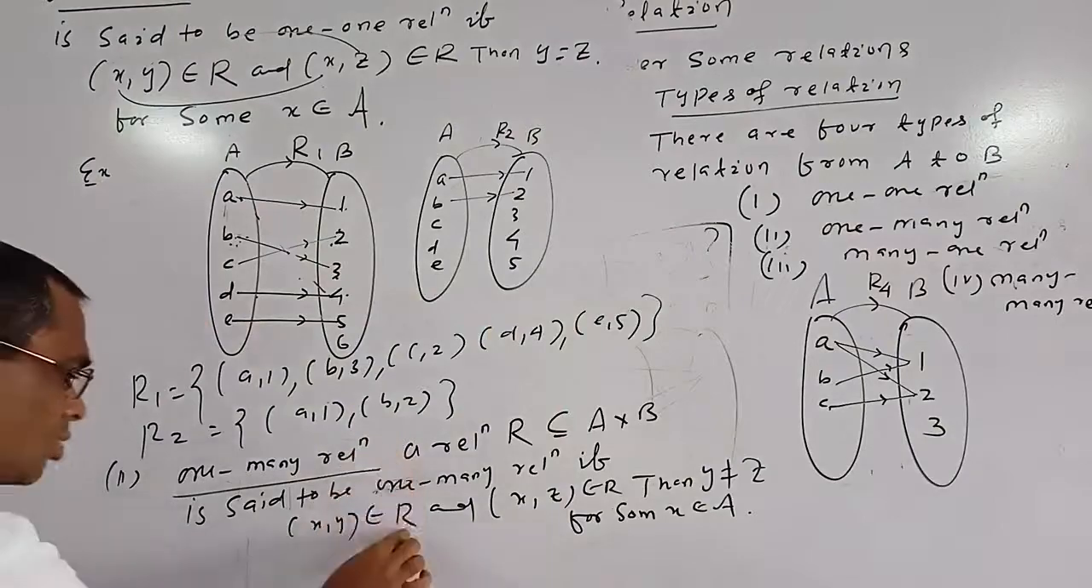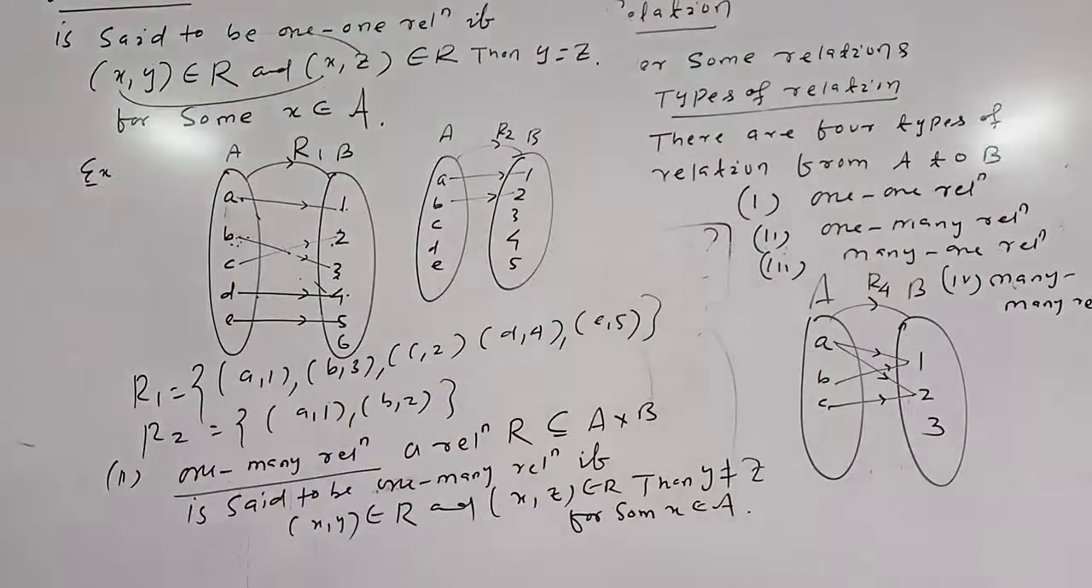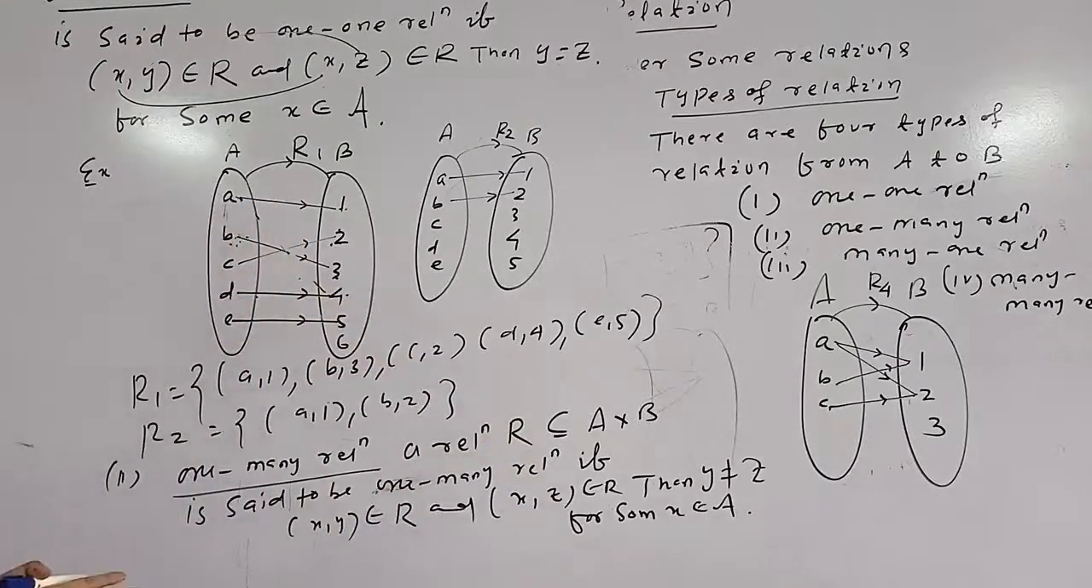x comma y belongs to R, x comma z belongs to R, then y not equal to z. If y equal to z, it will be a one-one relation. If y not equal to z, then that is known as a one-many relation. See, for example, one-many relation diagrammatically, and we also write in Cartesian form. Now we take an example.